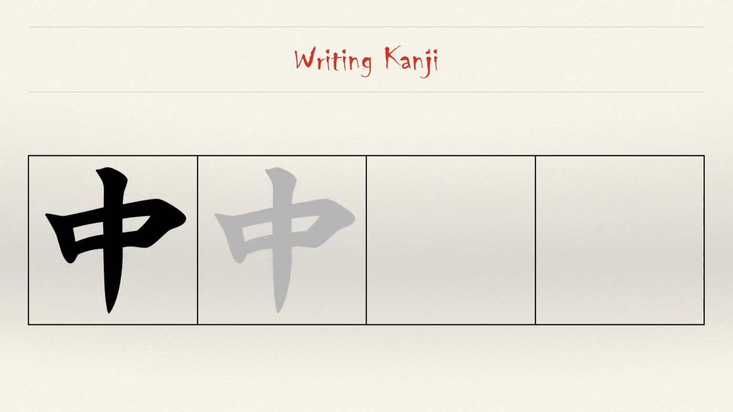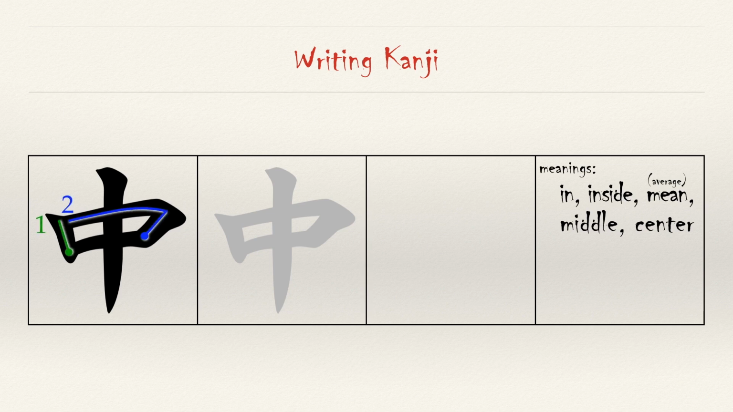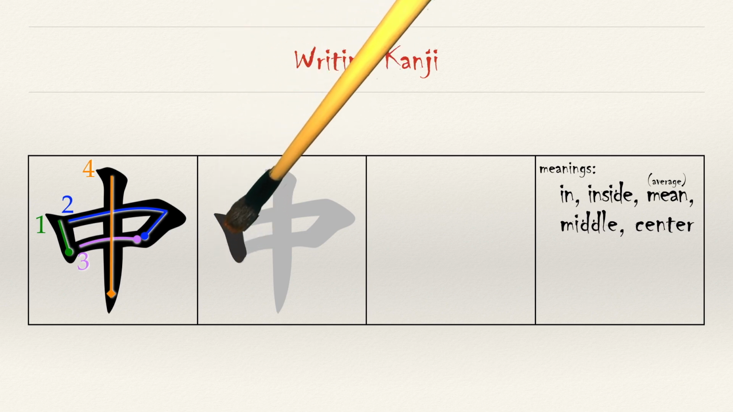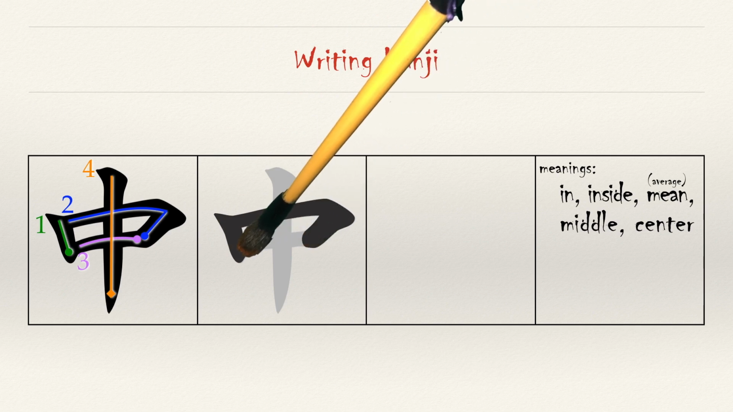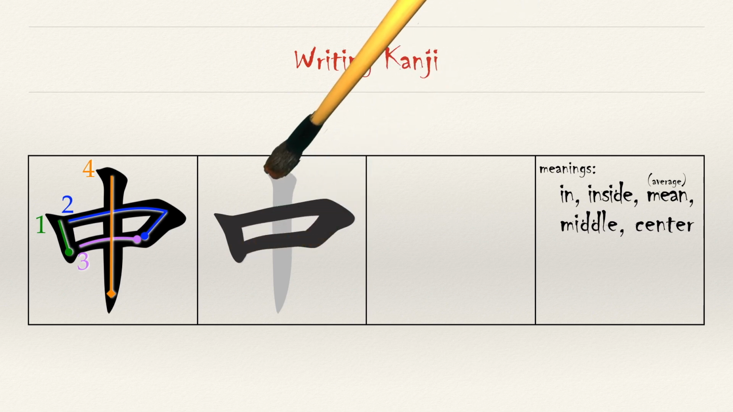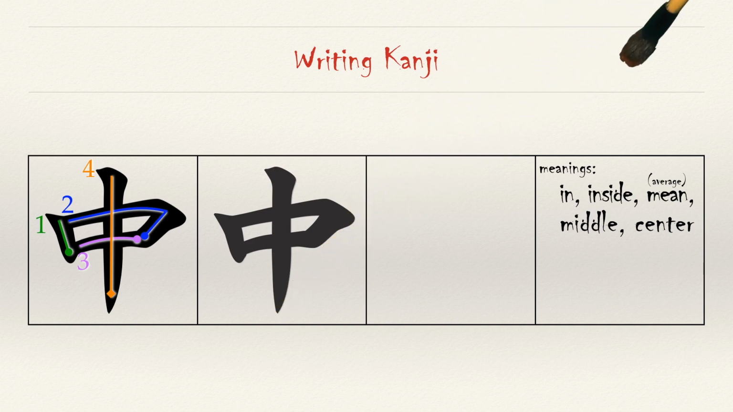Our second character in this video represents the idea of middle, center, inside, or mean. In this case, mean is the mathematical term meaning the arithmetic mean, or average. The character is 4 strokes. The first 3 strokes form a squished katakana ro, and the 4th stroke cuts through the center of the character. Let's write this one together. Stroke 1 down the left, followed by stroke 2 across the top and down the right side. Stroke 3 finishes our flattened ro, and stroke 4 slices the figure in 2.